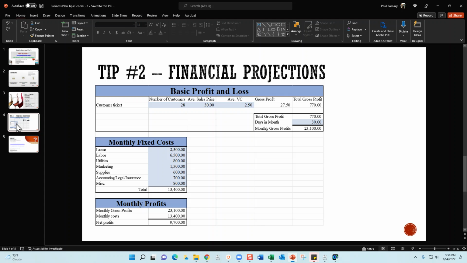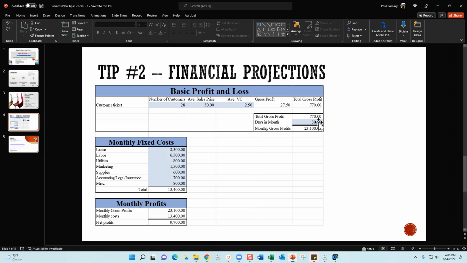It took me about 15 minutes to create this, and once it's done, you can just change the numbers around for customers and the sales prices until you identify the monthly profits that you want to generate. So for this example, it starts with the revenue section here. We're saying that we're going to get 28 customers in the door on a daily basis. The average sales price per customer is going to be about $30, and the variable cost per customer is going to be about $2.50. And depending on the wines, we can change that around. Once we have these three numbers, we can quickly determine what our total gross profits are going to be. For this example, it's going to be $770.